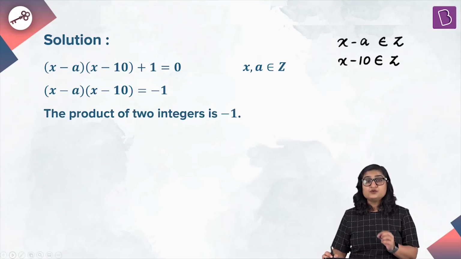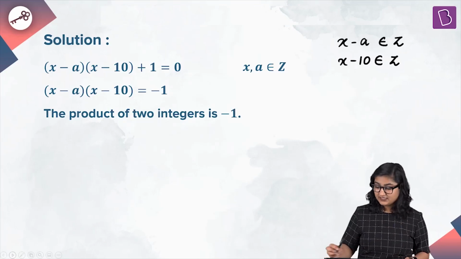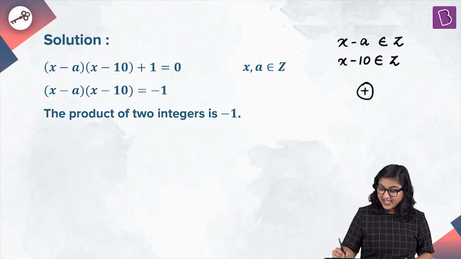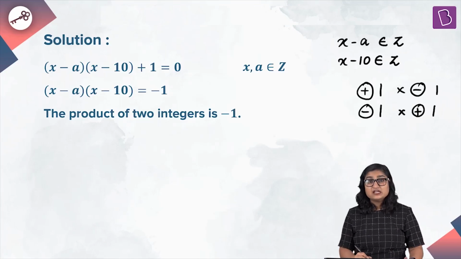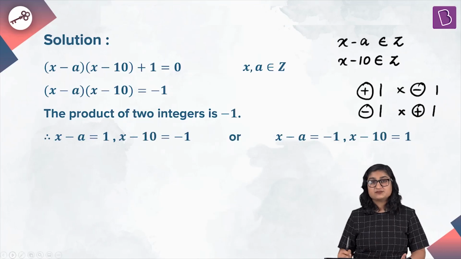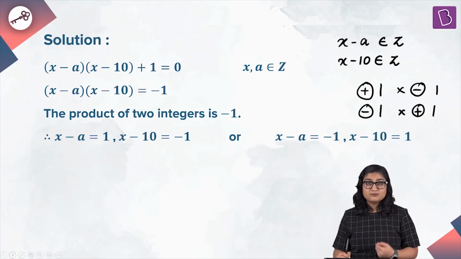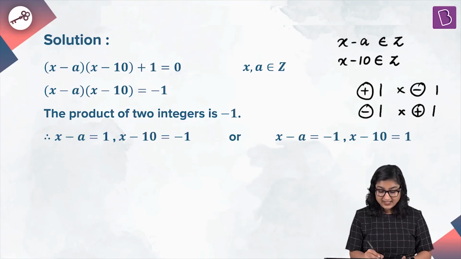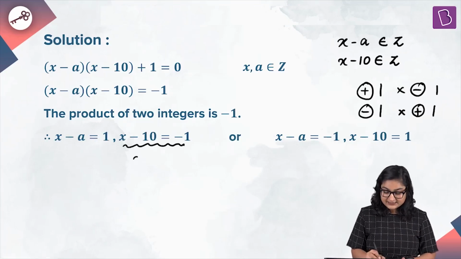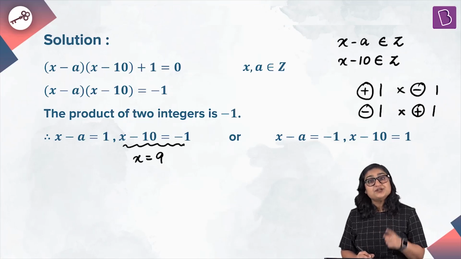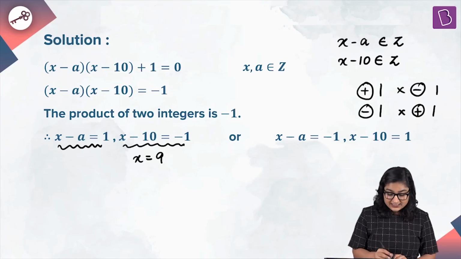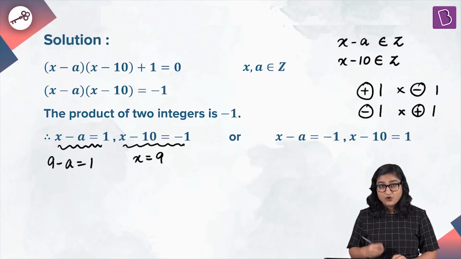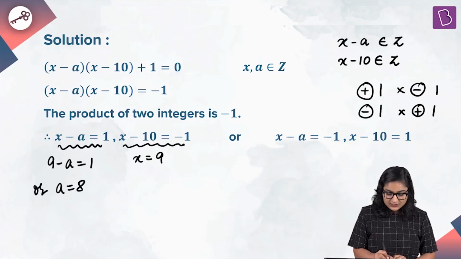Alright, if product of two integers is minus 1, then there are two possible cases. First case is where we have plus 1 multiplied with negative 1. The second case is where we have negative 1 multiplied with positive 1. Now from here, I'm talking about case 1 where x minus 10 is equal to minus 1. If I solve for x, what I'll get is x is equal to 9. If I substitute x is equal to 9 in the equation x minus a is equal to 1, what I'll get is 9 minus a is equal to 1, or we can say that a is equal to 8.